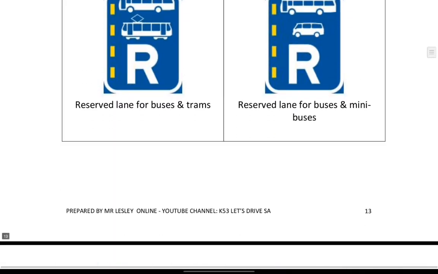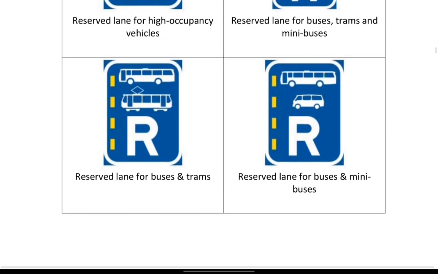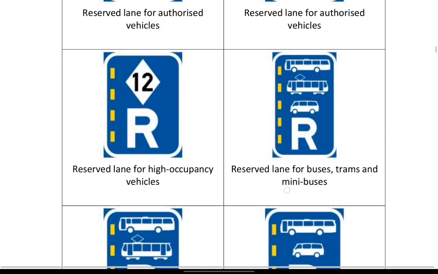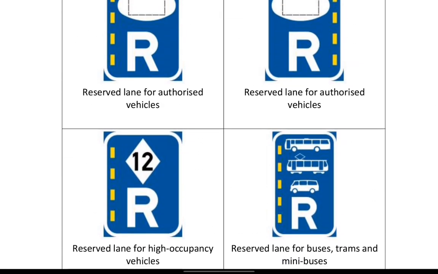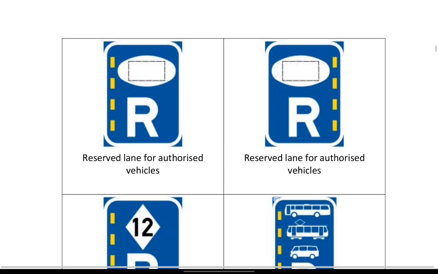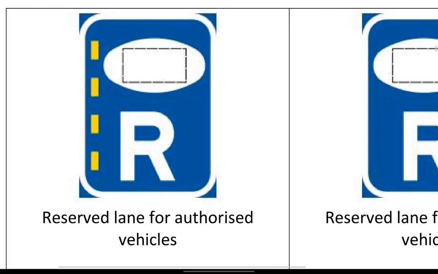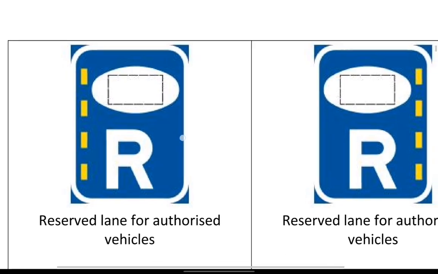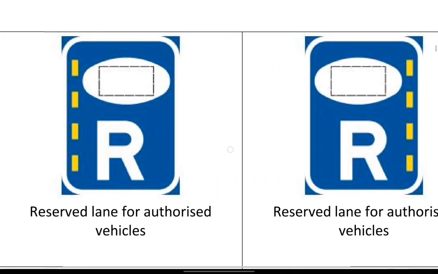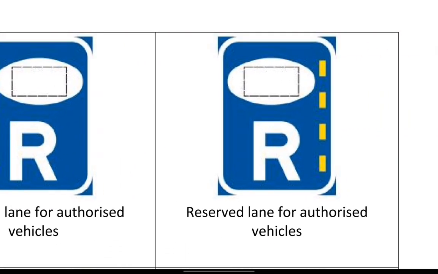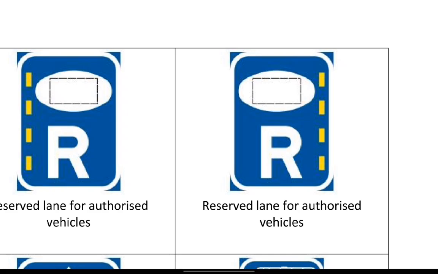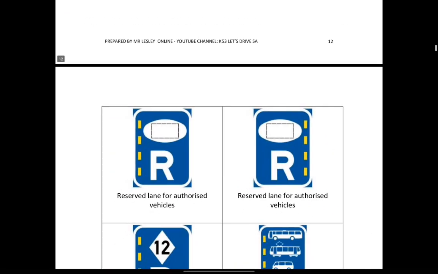I know it was short, but it was needfully short, because it's quite straightforward. These reservation signs have an R on them, so you just need to work out what the reservation is towards. This is the reserved lane for authorized vehicles. This is quite a peculiar sign, so do make sure that you watch that one. This is also the reserved lane for authorized vehicles.